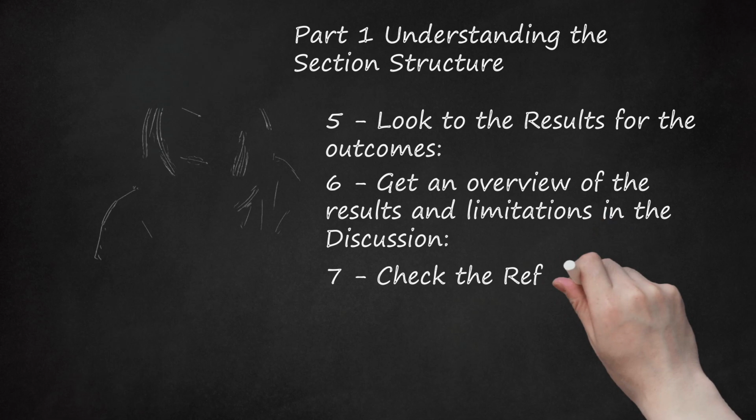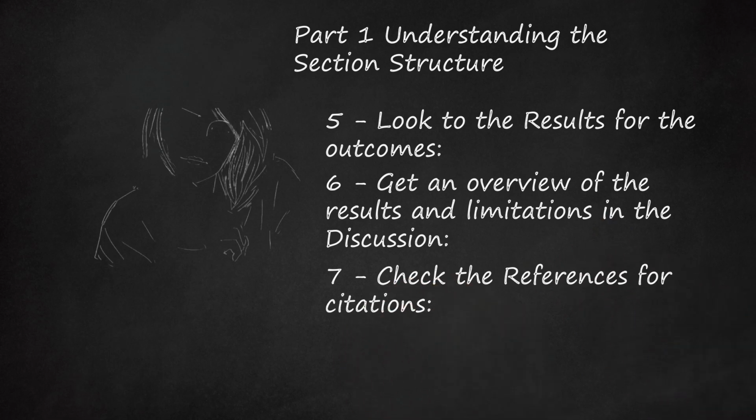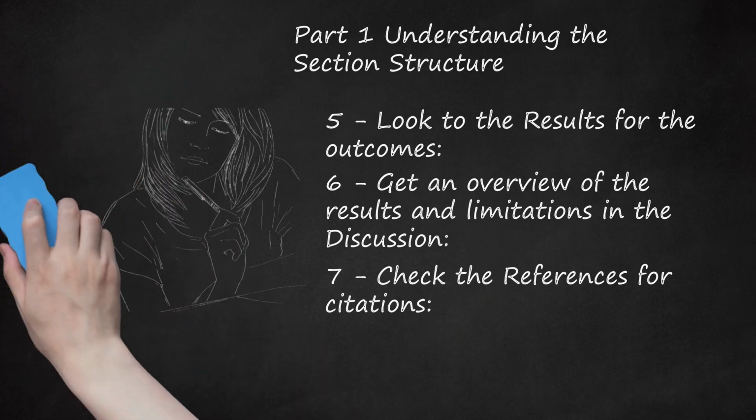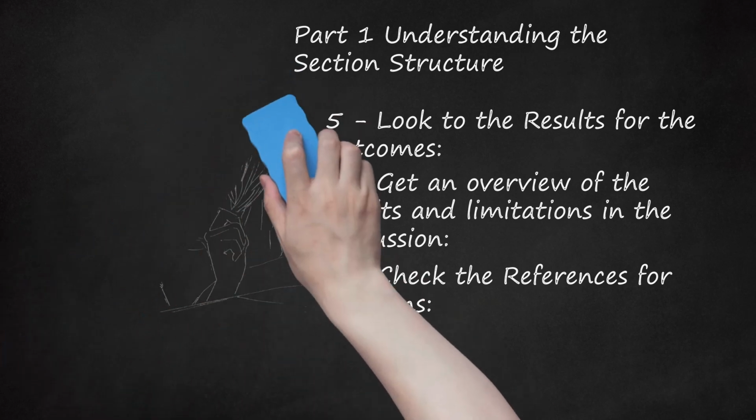7. Check the references for citations. The references show all other studies that were used in the paper in alphabetic order. Adequate citation is mandatory in the world of science to give appropriate credit to the work of others and to make the information given in the article transparent.